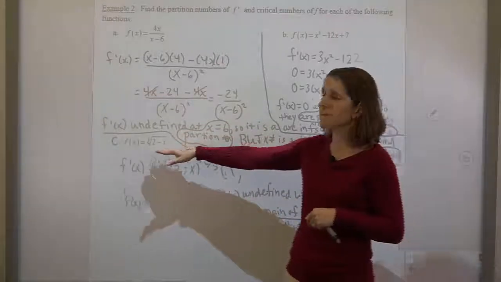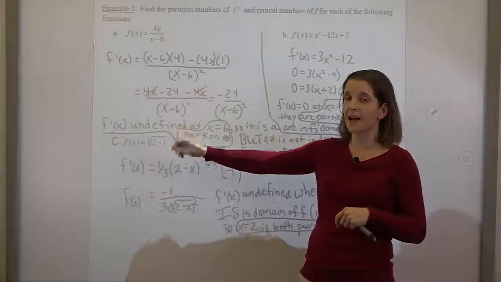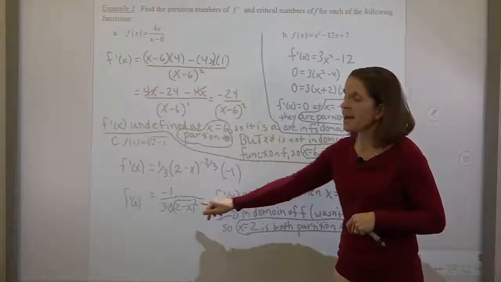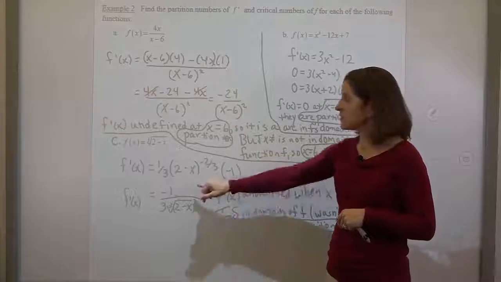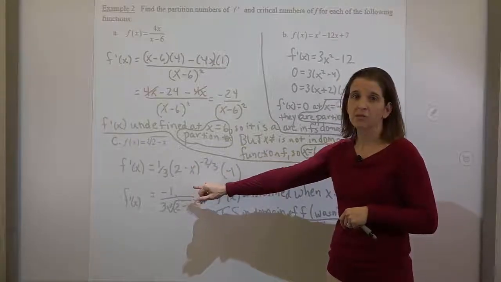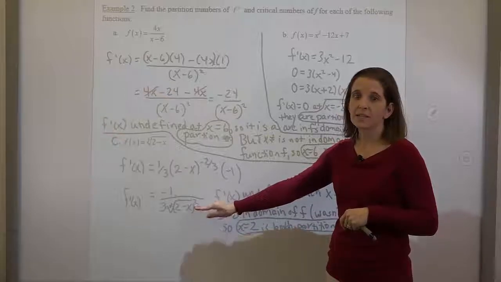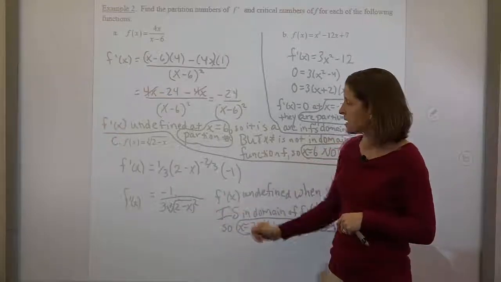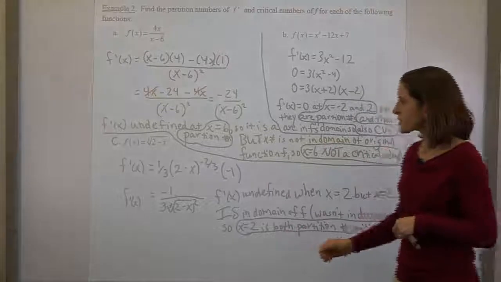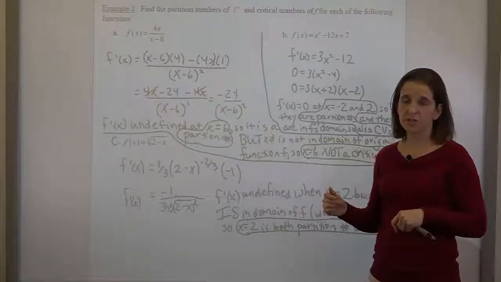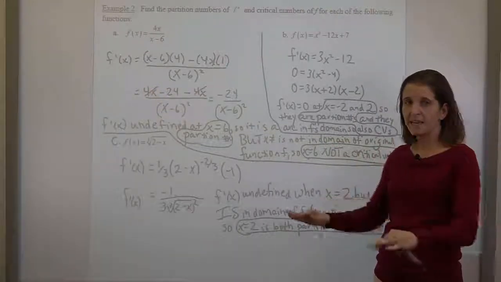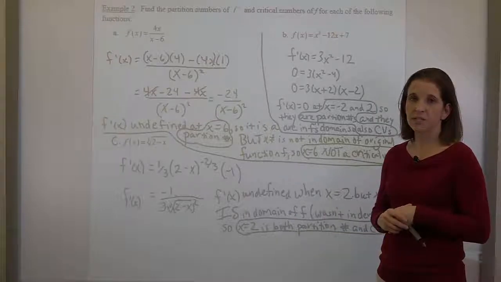The original function actually has a domain of all real numbers because it is an odd root, not an even root. And so we look and say, okay, the derivative will never equal 0 because there's no variable in the top. It will always be negative 1. And the derivative would not exist when the bottom is 0. When you work through that, it'll be at x equals 2. So x equals 2 is definitely a partition number of the derivative because that is any place where the derivative equals 0 or does not exist.